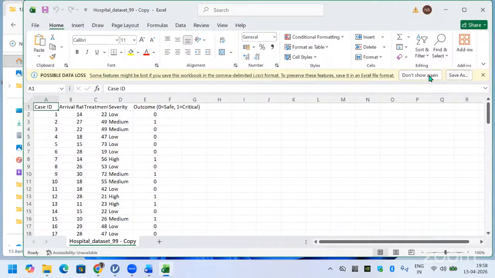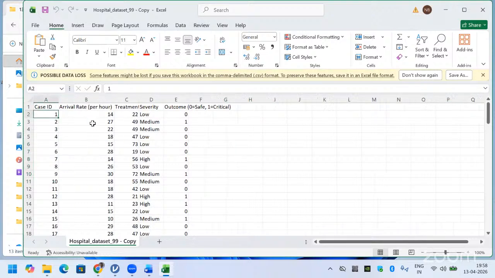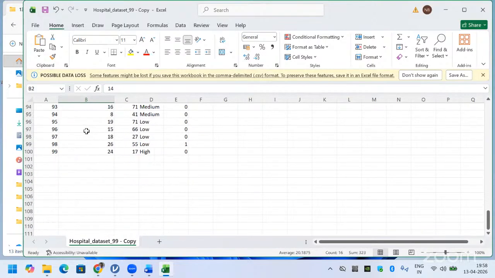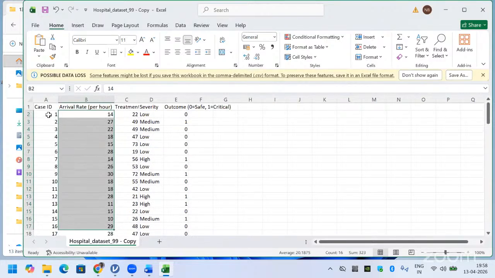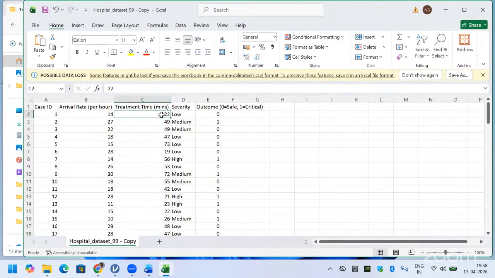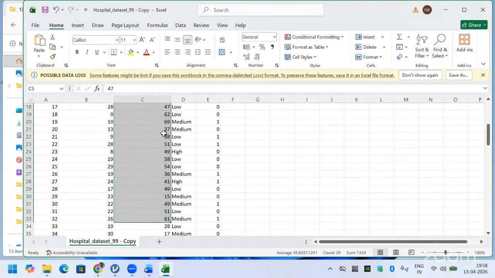So here you can see there is some kind of data: case ID and arrival rate. It is a data set of almost 99 patients, so 99 cases, and arrivals per hour. In the first case, we have got 14 patients per hour. Then treatment time: 22 minutes, 49 minutes, 49 minutes. So there are different minutes which have been taken for our treatment.